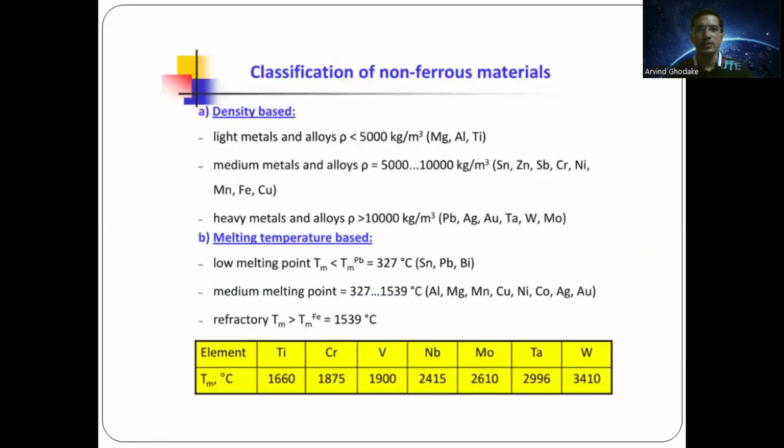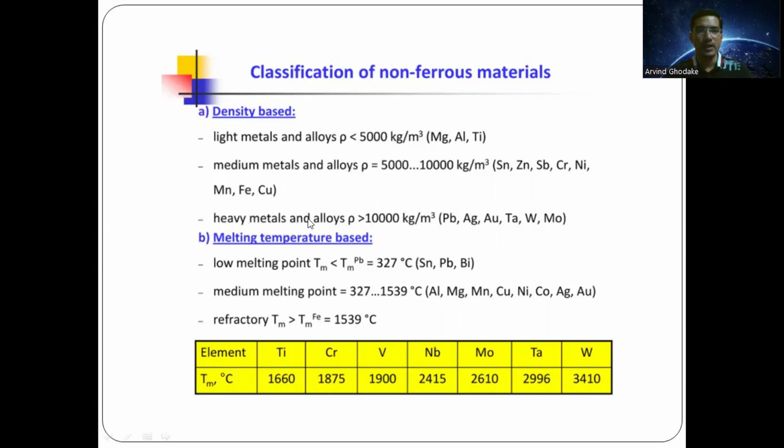The precious metals such as gold, silver, and platinum also come under the non-ferrous metals. The next topic is the classification of non-ferrous materials. There are two ways for the classification: one is density based and the second one is melting temperature based. Light metals and alloys with a density less than 5000 kg per cubic meter include magnesium, aluminum, and titanium. Then medium metals and alloys have a density of 5,000 to 10,000 kg per cubic meter. Antimony, zinc, chromium, nickel, manganese, tin and copper come under the medium metals and alloys based on density.